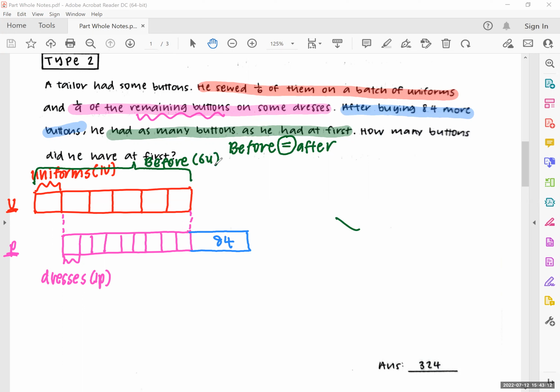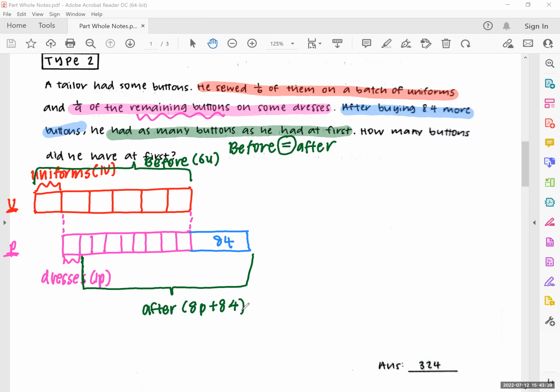And where's my after? Pink, but it's not including the dress, because I use it for the dress already. Because after is the leftover, right? It's from here to here, correct? And this is my after. And what is my after? It's made up of 8 parts and 8 parts plus 84. Yes, 8 parts plus 84.